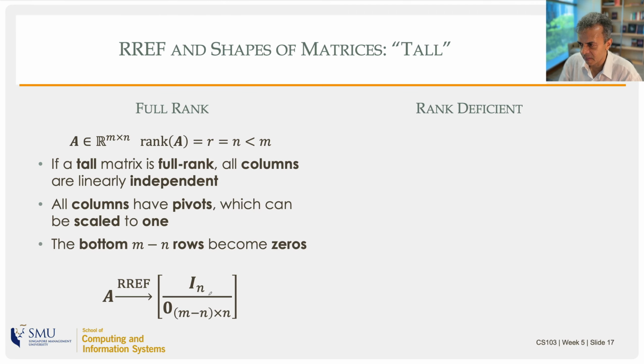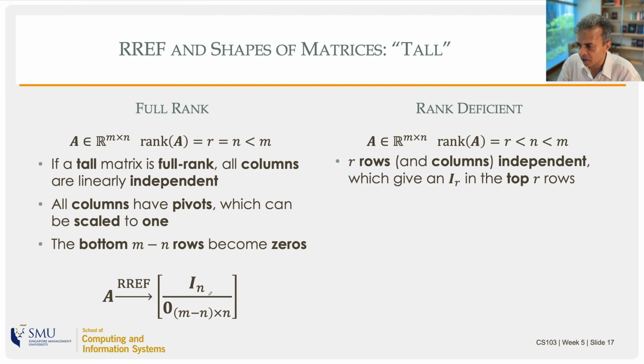When it is rank deficient, the situation becomes a bit more complicated. Now the rank is less than the number of columns, which of course is less than the number of rows because it's a tall matrix. So our rows are linearly independent because that's a rank. Our columns are linearly independent also. So that will form an identity matrix of size r by r in the top r rows. All other rows, m minus r rows, will become 0 rows because they are linearly dependent. That's what the rank means. Rank being r means m minus r rows will have to be linearly dependent and they will get pushed down to the bottom of the canonical form.